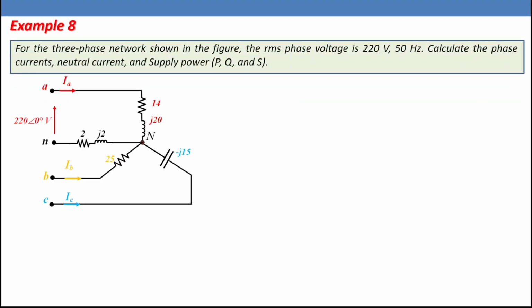For the three-phase network shown in the figure, the RMS voltage is 220 volts. We need to calculate the phase current, neutral current, and supply power P, Q, and S. So definitely the circuit is not balanced. We have different impedances here.